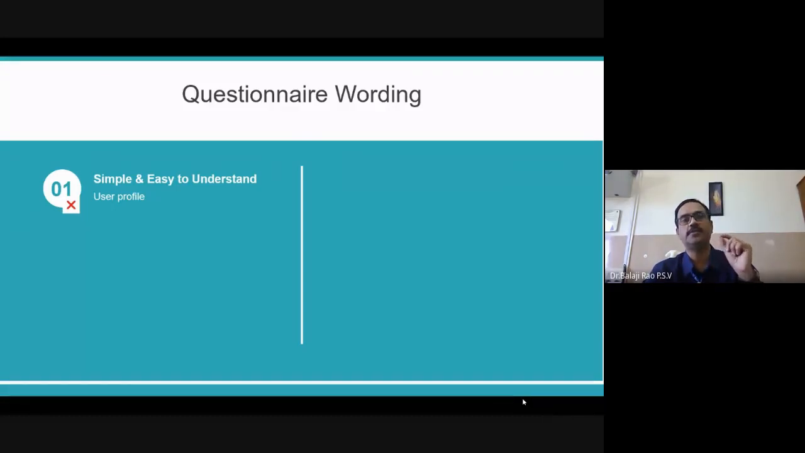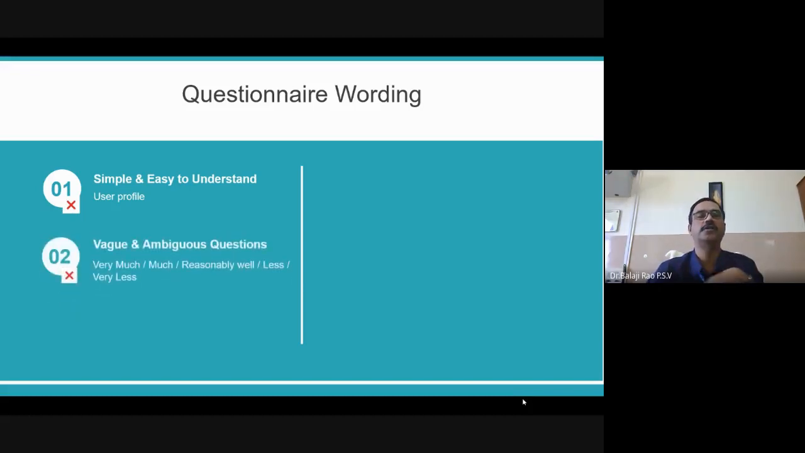Both the language as well as the difficulty level or perception of your questions should and must be based on your user profiles, not on the researcher's convenience or on a sample which is not included in your research. There are chances that when we ask a question, the questionnaire looks very vague and is also ambiguous for some users to answer.